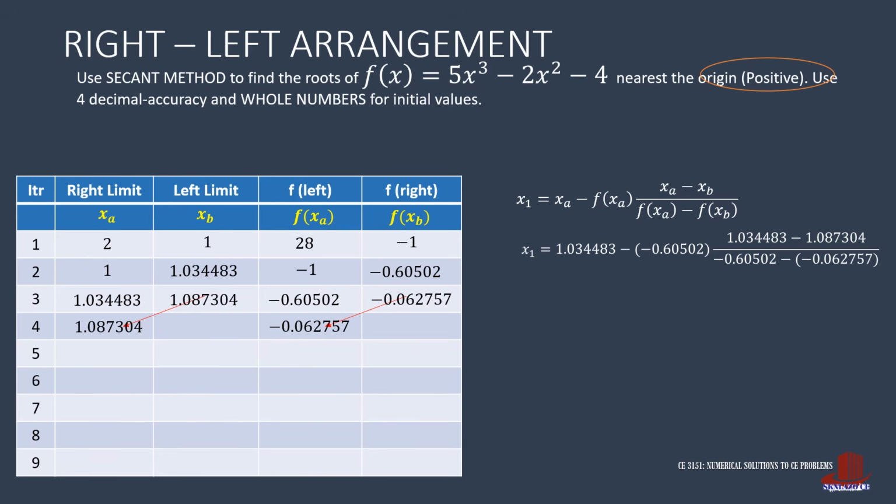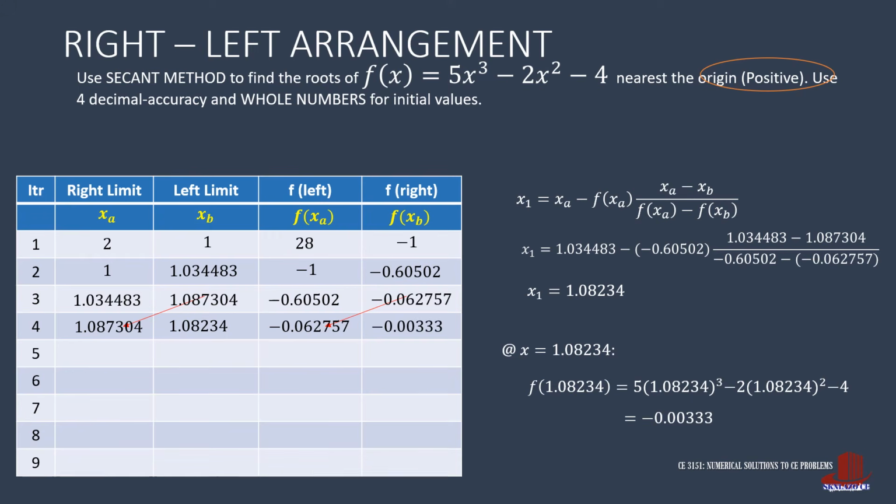1.034483 less -0.60502 times the ratio of the difference of the x values and the difference of the f of x values, which turns out as 1.08234. This value then gives f of xb as -0.00333. This time, we have two decimal zeros.